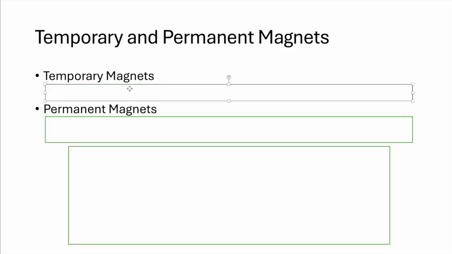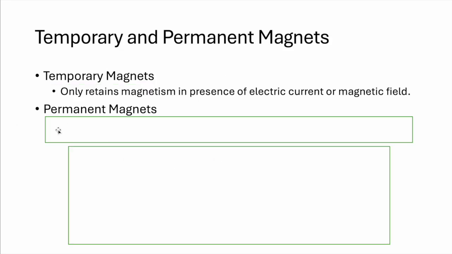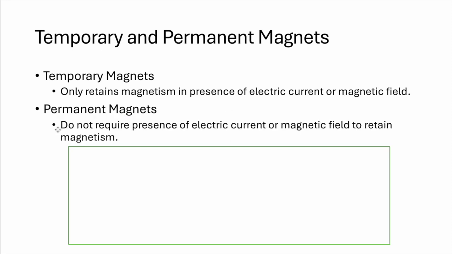So temporary magnets are ones that will exert their magnetism only in the presence of an electric current. However, permanent magnets do not require such a system to retain their magnetism.